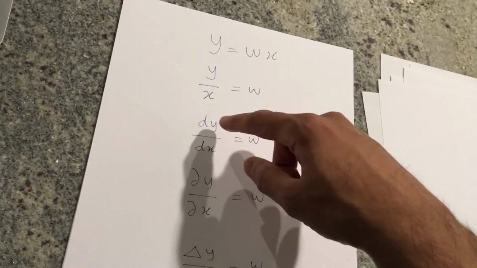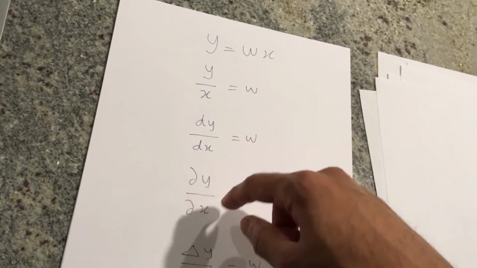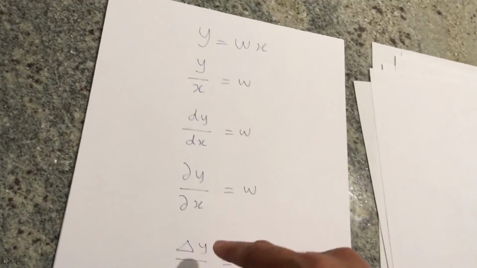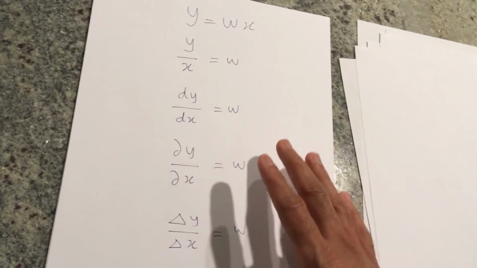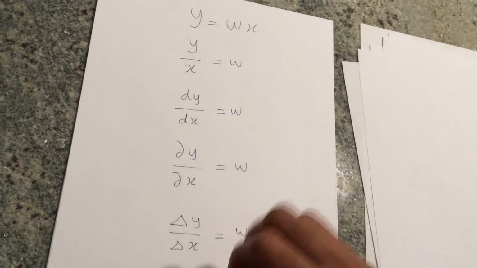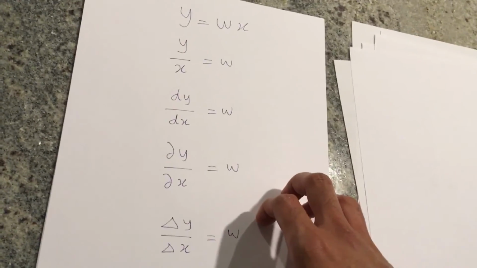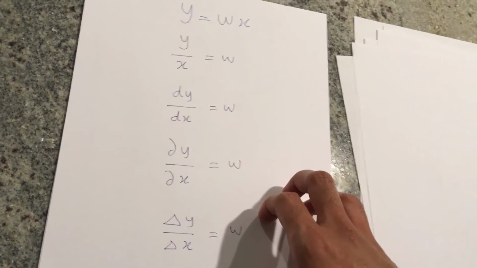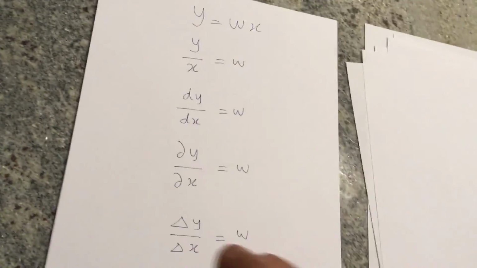w is also written as dy by dx. It's also written as dou y by dou x. It's also written as delta y by delta x. All these have slightly different meanings, but we'll talk about more or less what they mean, which for our purpose of this video is just the simple ratio between the vertical and the horizontal.